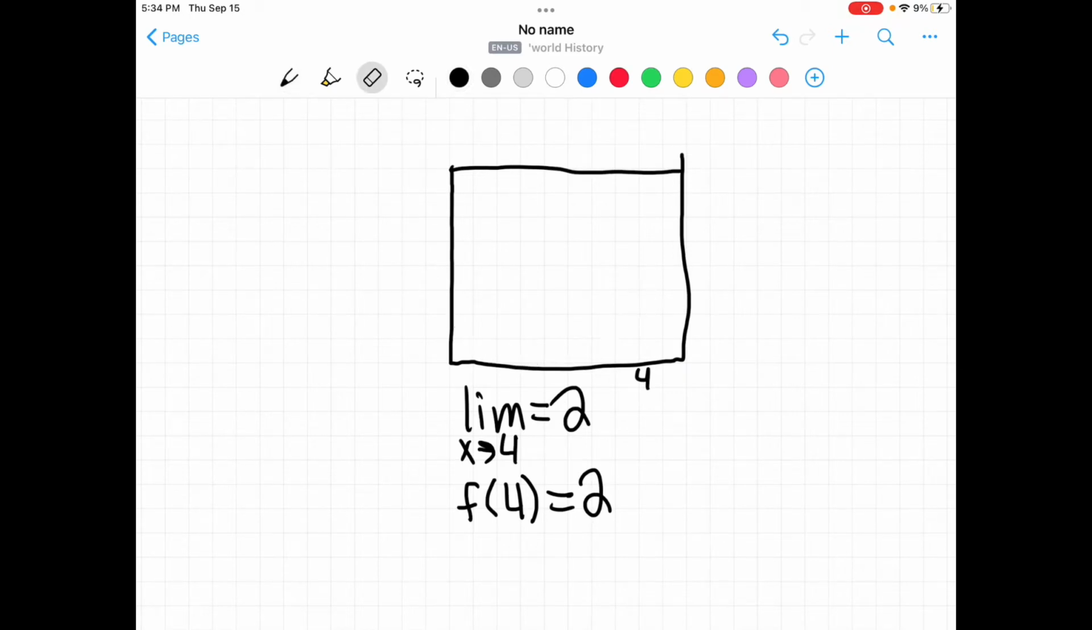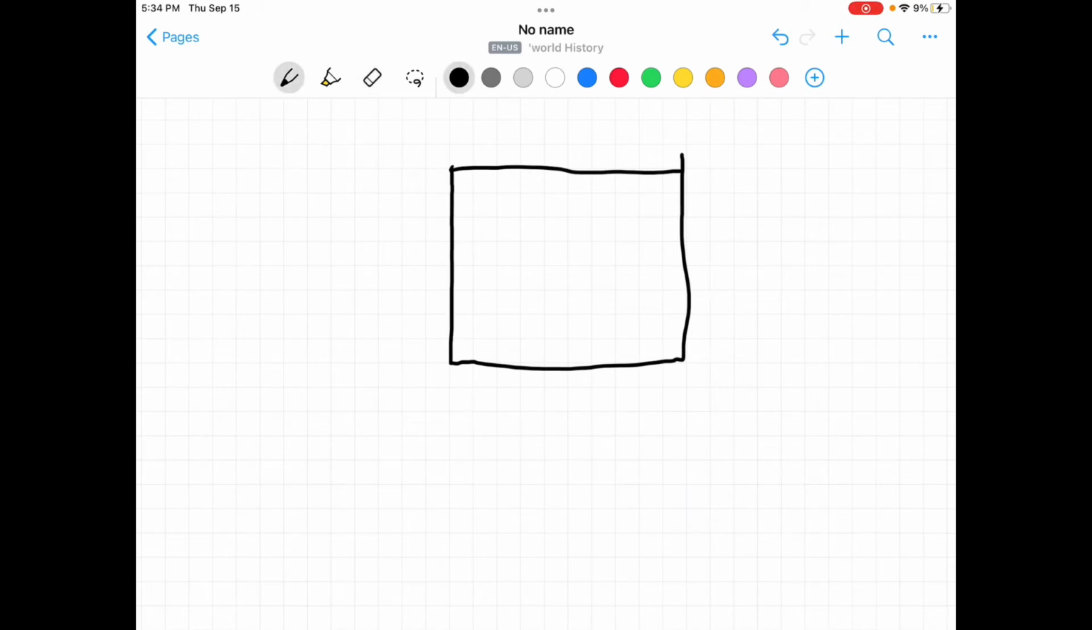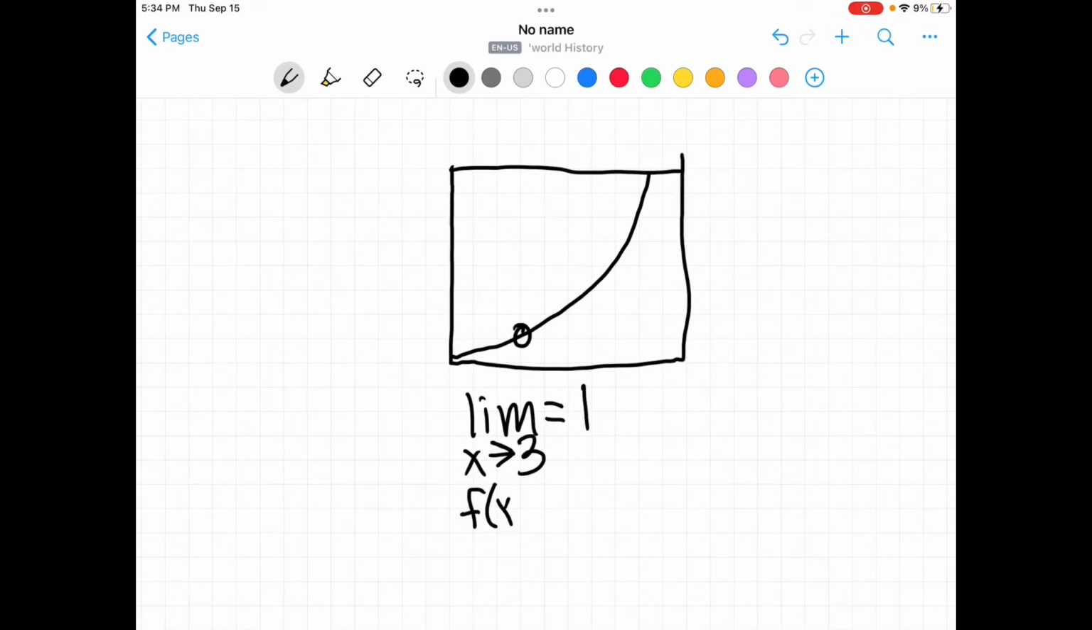If we have another graph, let's say this time it looks like this, but it has a hole here, or let's draw the hole somewhere else. Right here, I'm going to say the limit as x approaches 3 this time is going to equal 1. F of x is also going to equal 1.